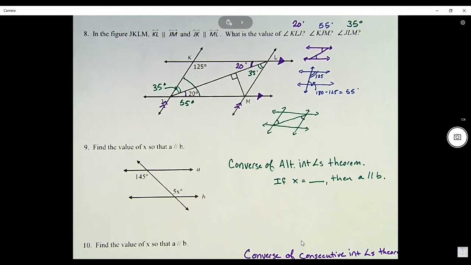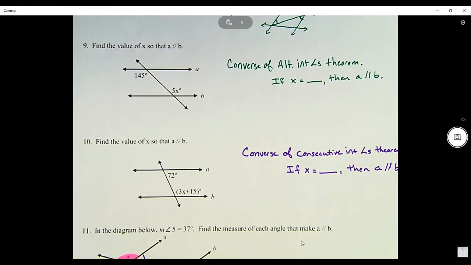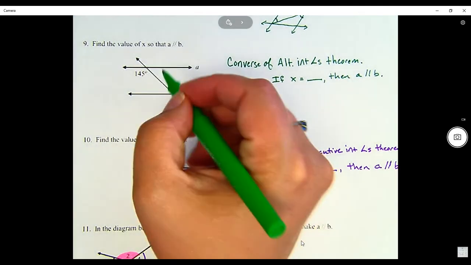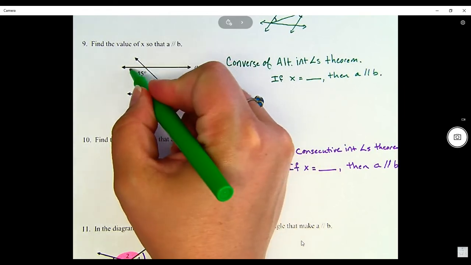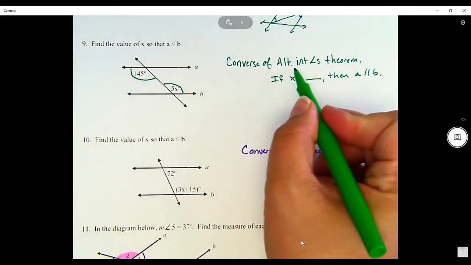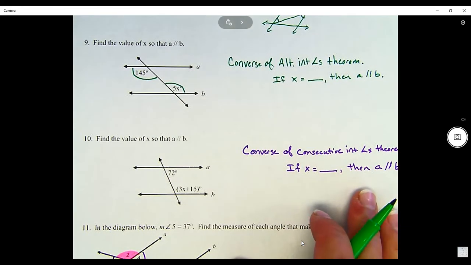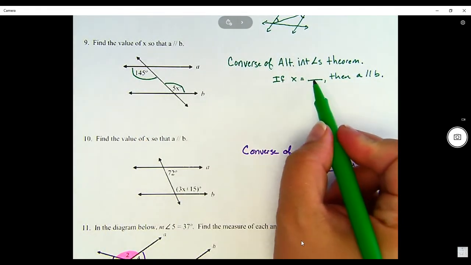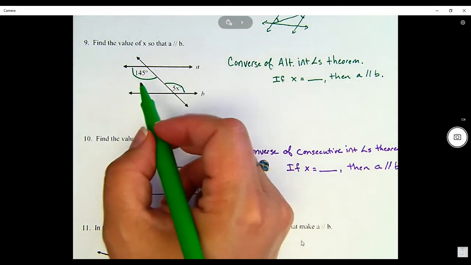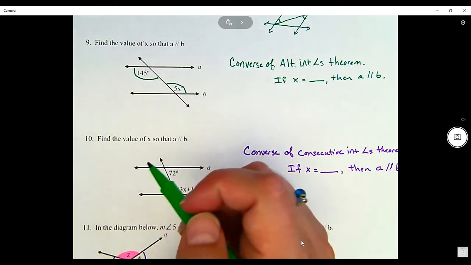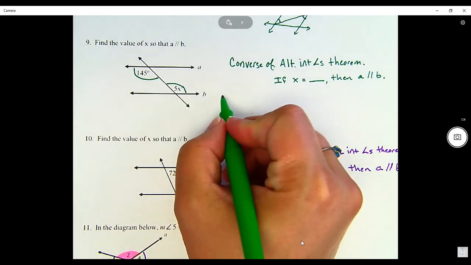Okay, number 9 and 10 ask you about finding a value of x so that A is parallel to B. So to prove that lines are parallel, you have to prove the converse of those angle relationship theorems, right? Before we knew that the lines were parallel and therefore the angles had certain relationships. So on number 9, these are alternate interior angles if these lines are parallel. So to prove that they're parallel, we would be using the converse of the alternate interior angles theorem. And so what we need to do is solve for x so that if x is a certain number, then A will be parallel to B. So with alternate interior angles, if those angles are congruent, then you can prove that the lines are parallel.